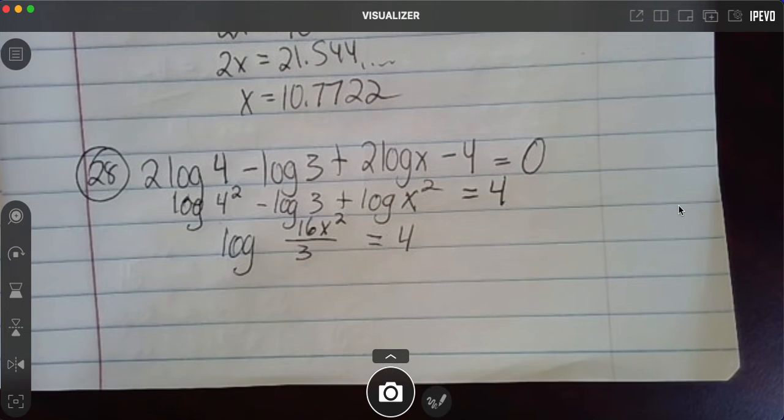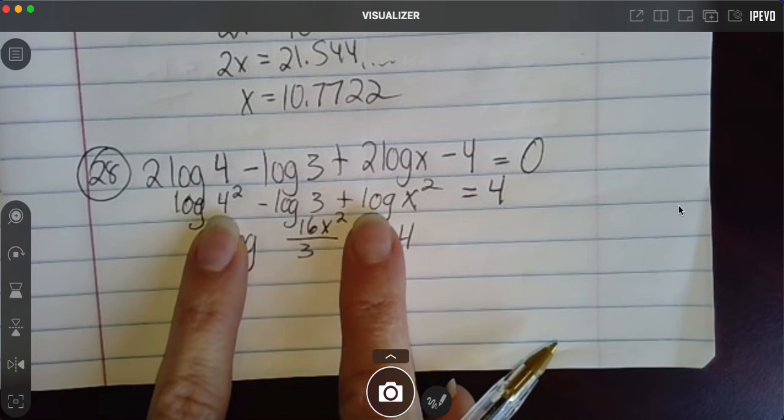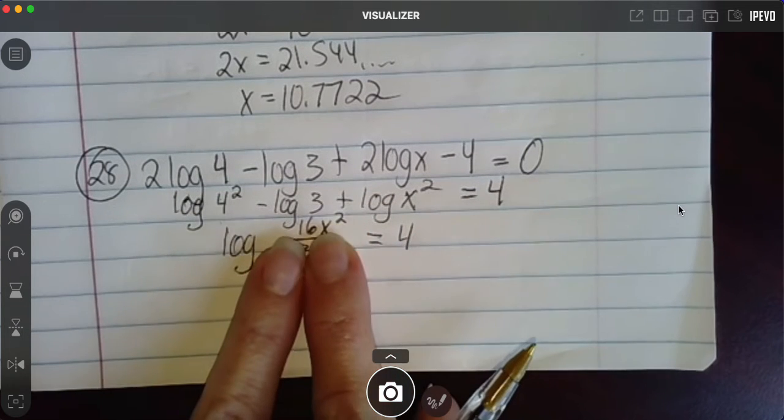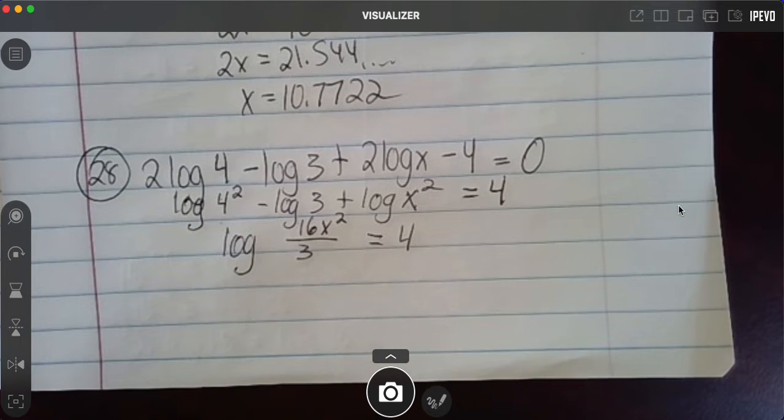All I did was change that 4 squared to a 16, because 4 times 4 is 16. If it was positive, it stayed in the numerator, and if it was negative, it went to the denominator. It's kind of like those exponent rules we learned a long time ago. Why isn't it 16 plus x squared? Because the rule for adding logs is to multiply them, so it's 16 times x squared up here. The subtraction one goes to the bottom, for division.